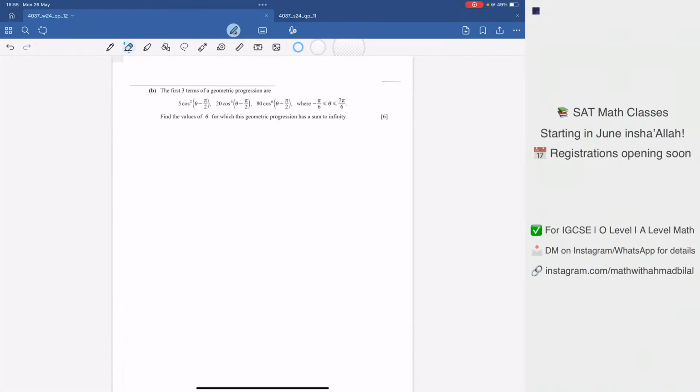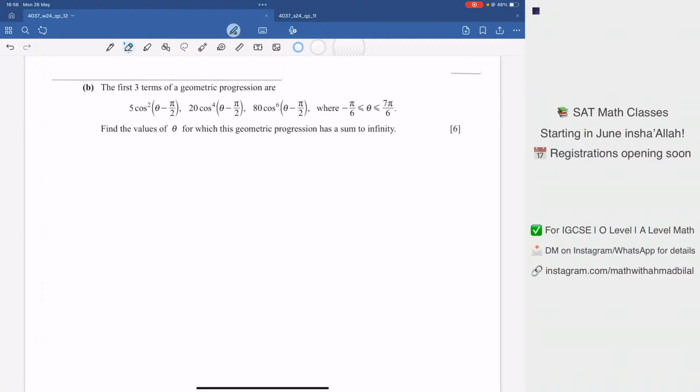That was part A. Now part B says, the first three terms of a geometric progression are given like this. Now that looks fairly complicated, quite squarey. How do we think about this? They're saying find the values of theta for which this geometric progression has a sum to infinity. Now when does the sum to infinity exist? What's the condition for that? The condition is that the ratio has to be between minus 1 and plus 1.